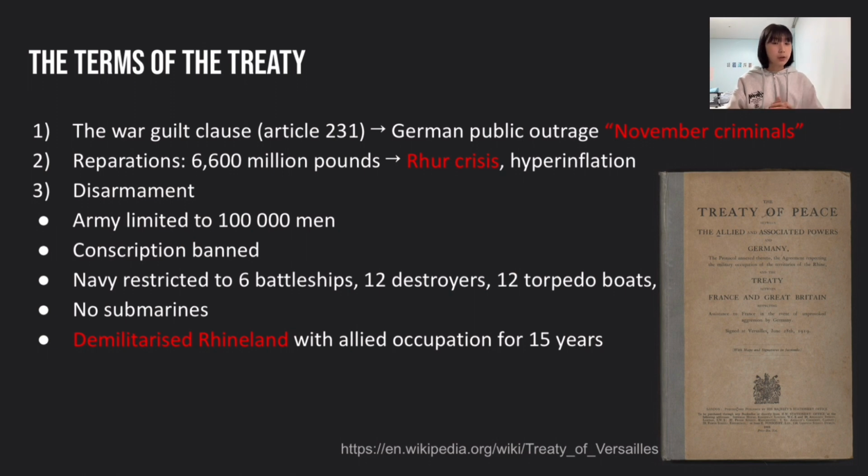And the third category to look at is disarmament. In terms of disarmament, the German army was limited to 100,000 men, conscription was banned, tanks, armored vehicles, and heavy artillery were banned, and the Navy was restricted to 6 battleships, 12 destroyers, and 12 torpedo boats without any submarines. And instead of being an independent state as France wanted, the Rhineland would be demilitarized instead, with an allied army of occupation for 15 years.